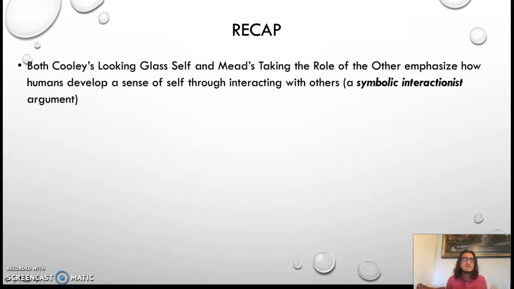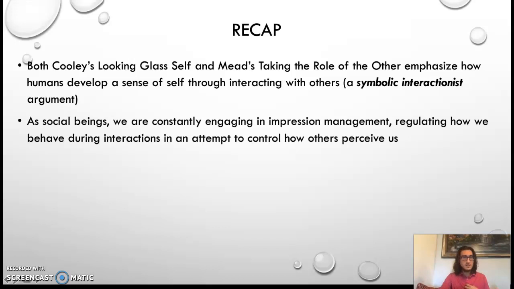Both Cooley's Looking Glass Self and Mead's Taking the Role of the Other heavily emphasize how humans develop a sense of self through interacting with one another. This is very much a symbolic interactionist argument, building on this idea that human interaction and the meanings that we attach to both other people and objects in our life have a really meaningful impact on how we come to identify who we are and develop our sense of self as individuals.